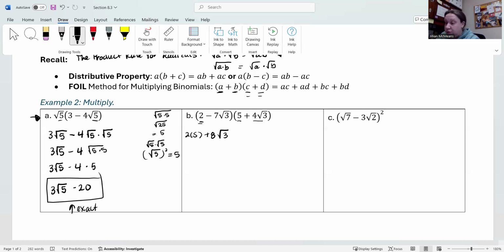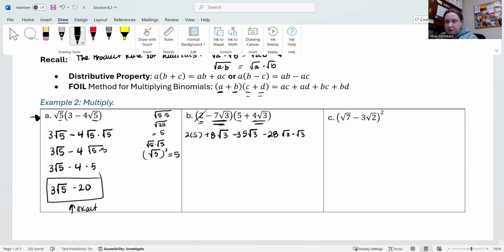Now we're done with the 2 right here. So we've kind of already distributed that. Now we want to pick up the -7 square root 3 and distribute that. So -7 square root 3 times 5, I want to take the -7 and the 5, and I want to multiply those. That gives me -35. And then I just tack on the square root of 3. So I've got -35 square root 3. And then finally, I want to take -7 square root 3 and multiply it by 4 square root 3. So I want to take those coefficient pieces, those constant factors, the -7 and the 4, I want to multiply those first. That gives me -28. And then I've got square root 3 times square root 3.